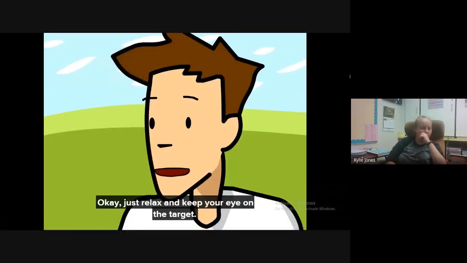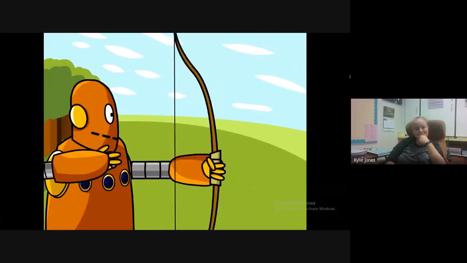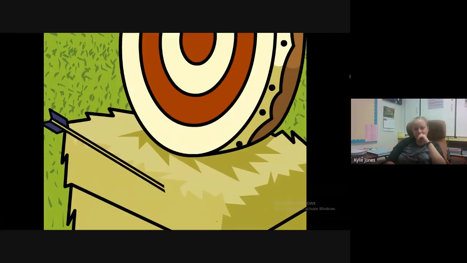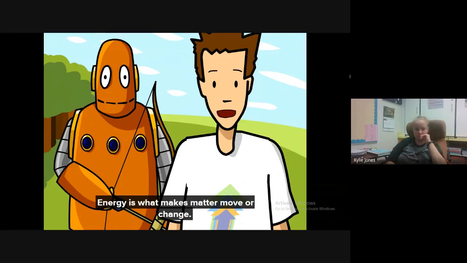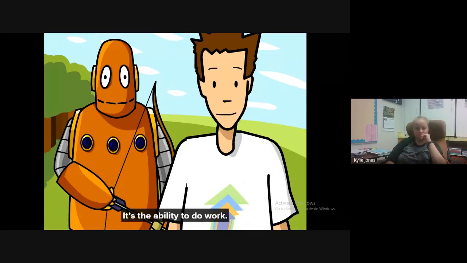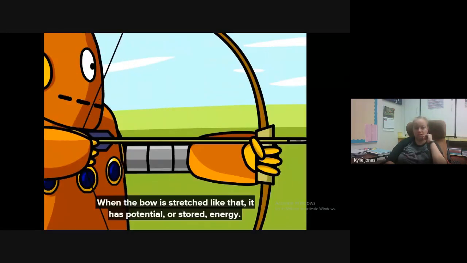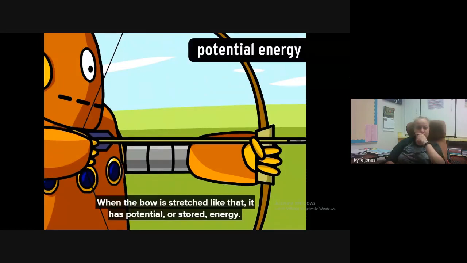Okay, just relax and keep your eye on the target. Well, that was closer than last time. Dear Tim and Moby, what is energy? From Lily. Energy is what makes matter move or change. It's the ability to do work. When the bow is stretched like that, it has potential or stored energy.